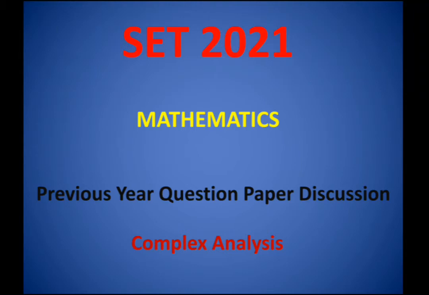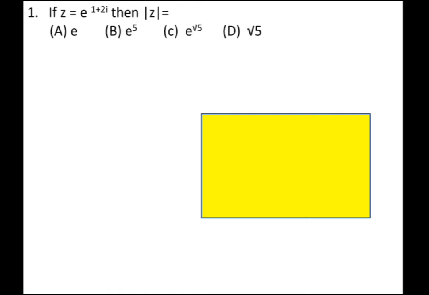Hi all. Today we will discuss some previous year questions from complex analysis. First question. If z equal to e raised to 1 plus 2i, then mode z is, options: e raised to 5, e raised to root 5, and root 5. So before going to the solution of this problem, we will discuss a result.